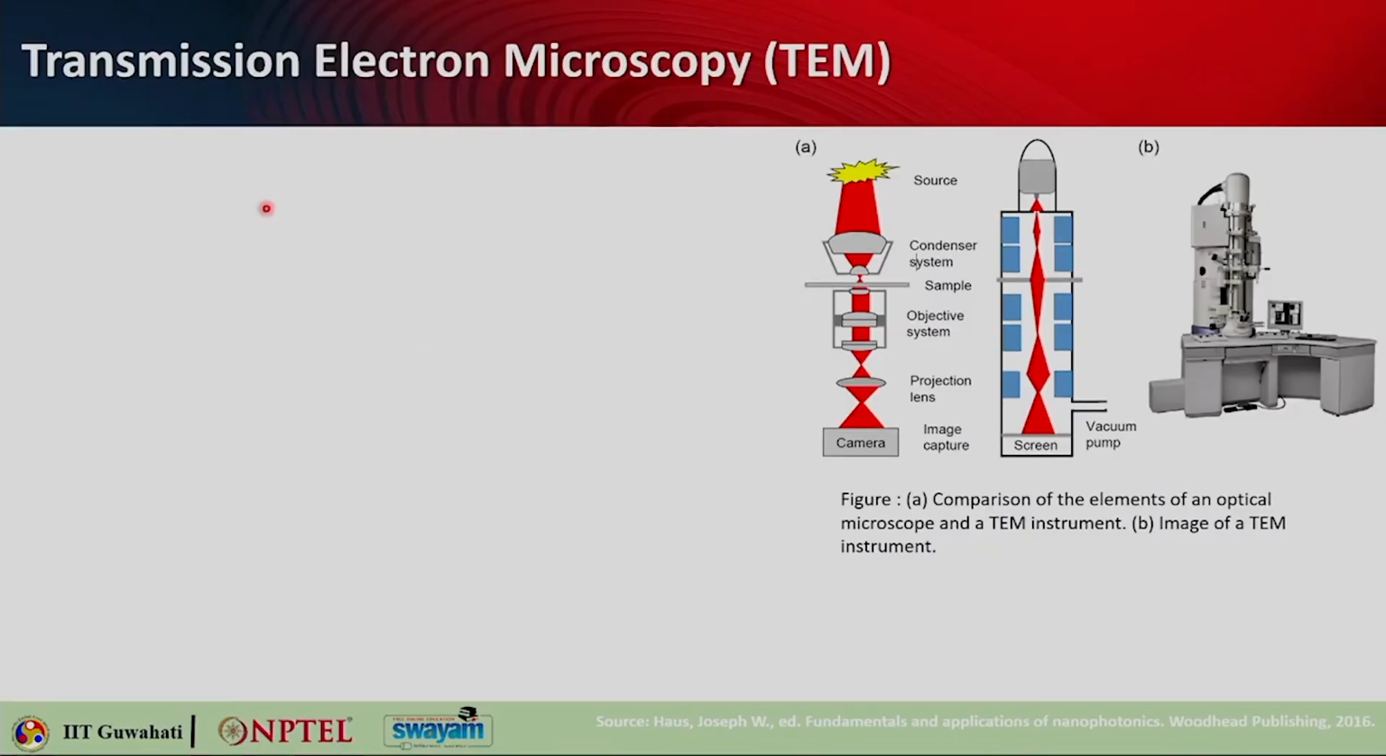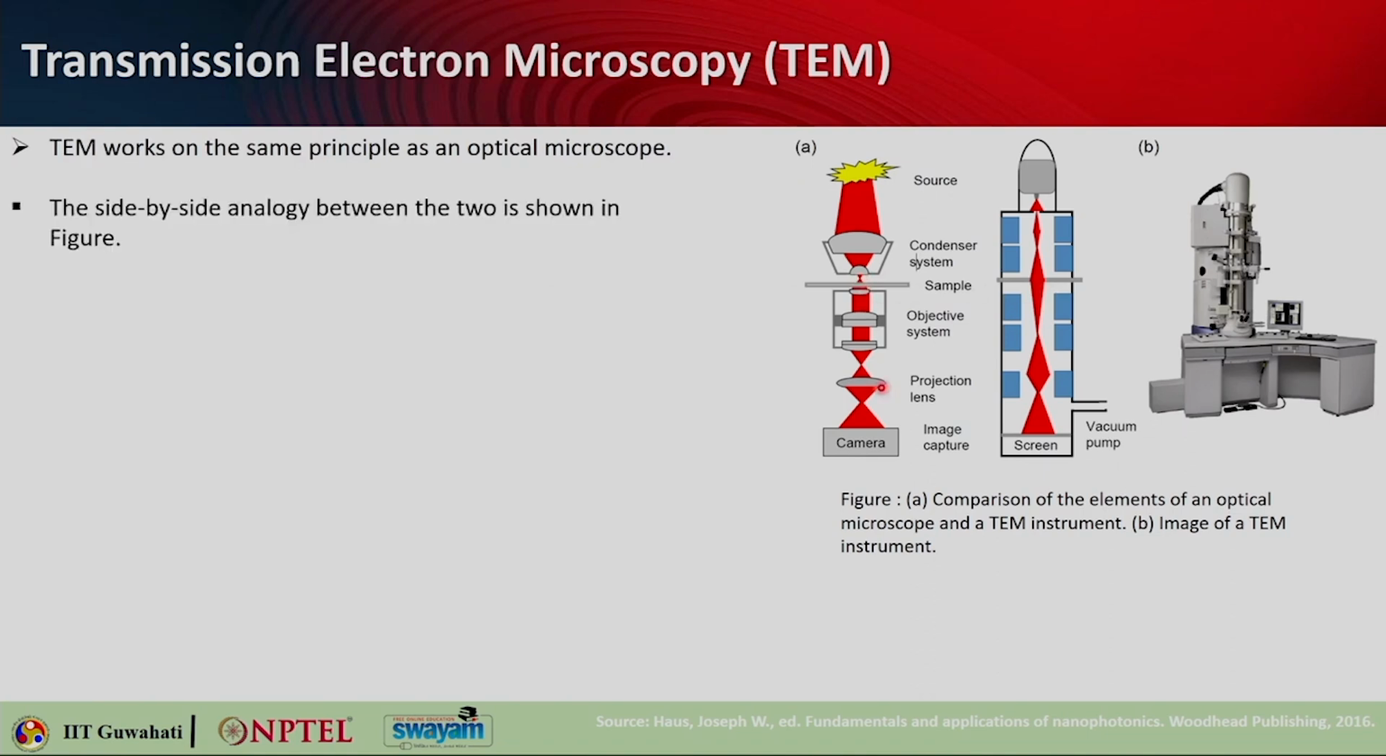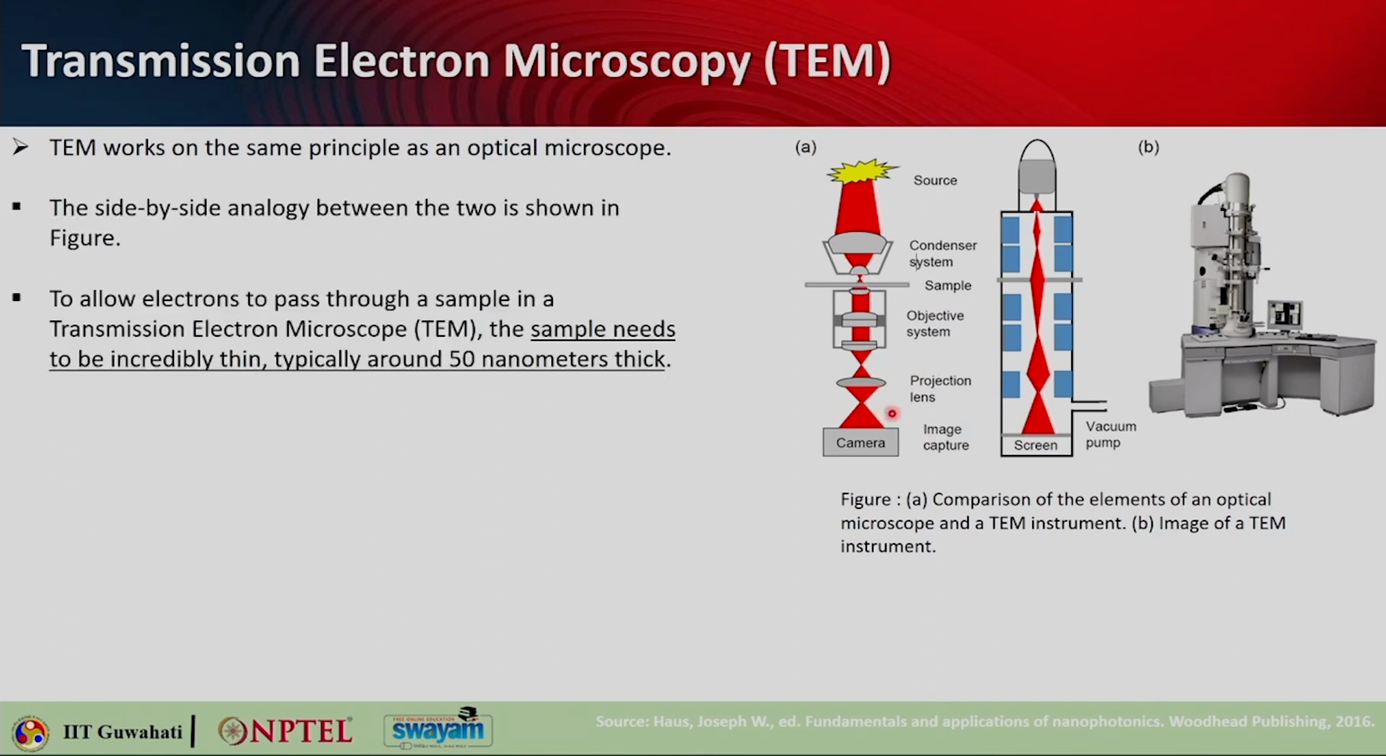Now there is another method that is also very popularly used, which is called transmission electron microscopy. So here you can see that the sample is basically placed here. TEM basically works on the same principle as an optical microscope, so you can actually see the side by side analogy of the two. This is an optical microscope and this is a TEM, and this is how things work. So you have the sample, you have an objective system here, you have a projection lens here, and then finally you are capturing the image, and this is where the source is.